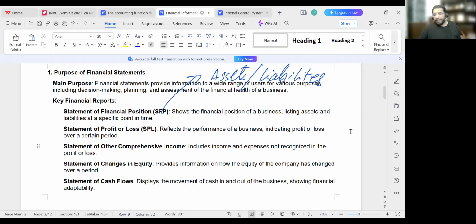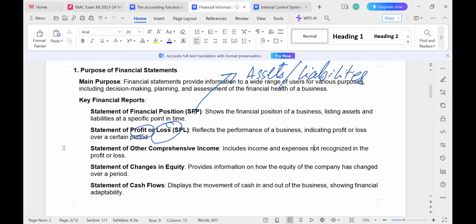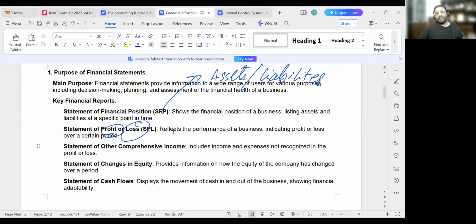The statement of profit and loss actually looks at whether you're making profit or you're making loss as a company, right? We have the statement of other comprehensive income. Other comprehensive income is basically connected with the statement of profit and loss, but in the statement of other comprehensive income, you are reporting the income which you have earned, but you have not yet realized.